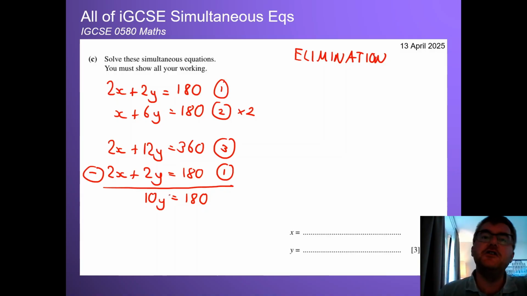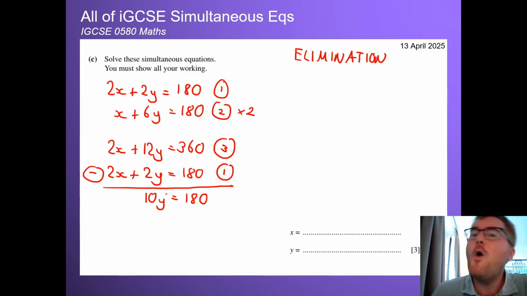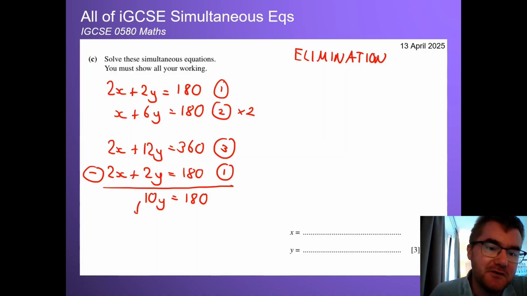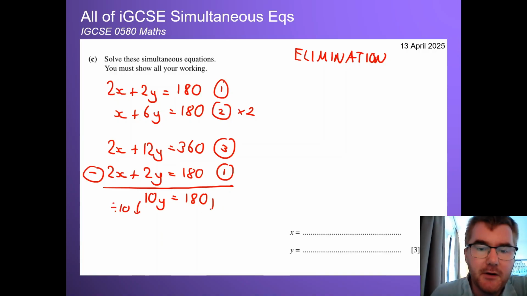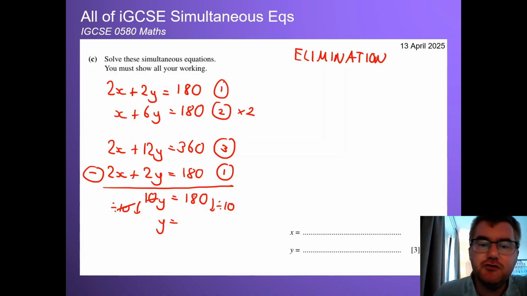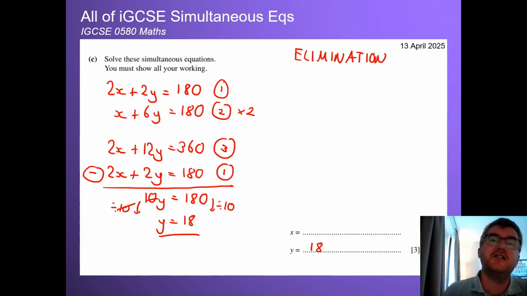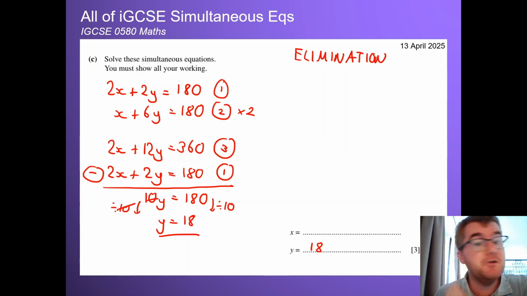Once I have this, I use my normal equation solving. 10y, well, the 10's kind of annoying. What's the opposite of timesing by 10? Well, divide by 10 on both sides. This cancels, giving us y, and 180 divided by 10 is just equal to 18. Now, some students will start celebrating at this point and go, yes, I've got the answer, y equals 18, but we're not finished because we do not have the x value.